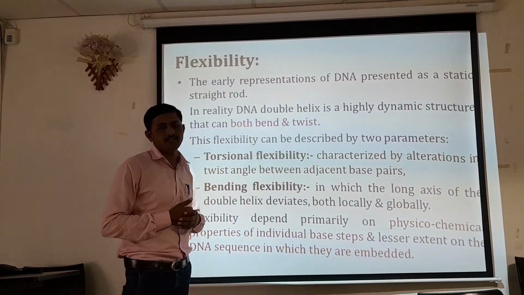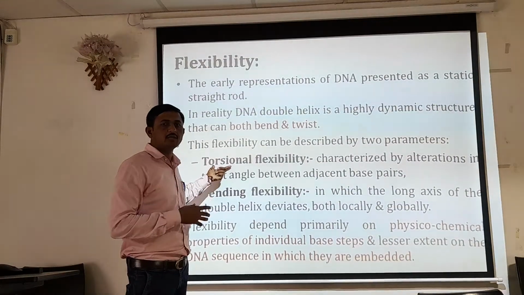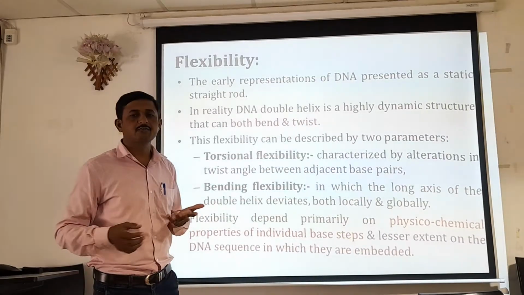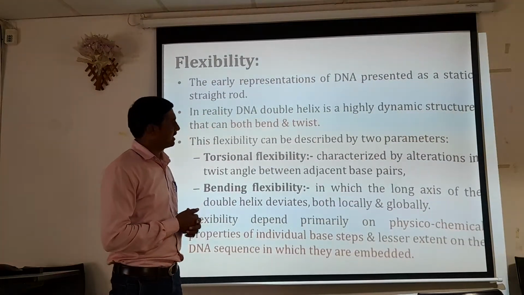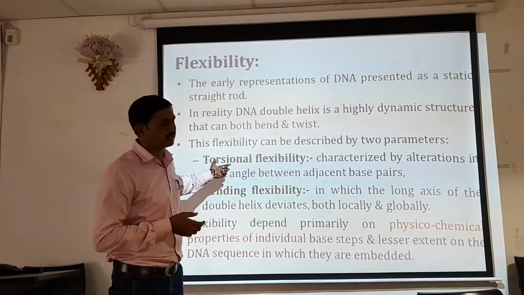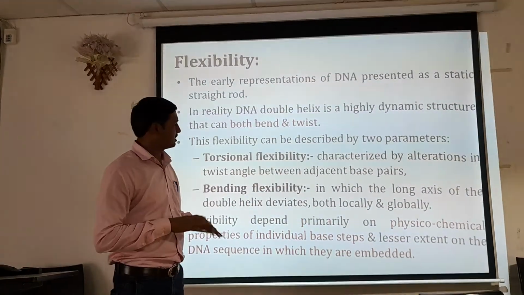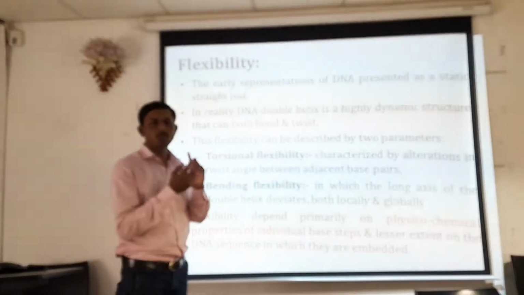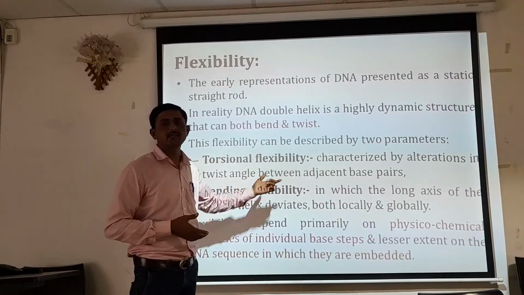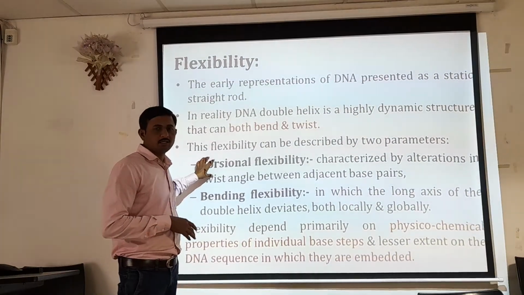One is torsional flexibility. Torsional means strain. If we add strain or apply pressure, how DNA can show flexibility is characterized by the alteration in the twist angle between adjacent base pairs. If we apply torsion on the double-stranded DNA, it shows a characteristic alteration in the twist angle between two nucleotides present in that nucleotide chain, adjusted in base pairs. So it is the torsional flexibility of a particular DNA, and it is present in the DNA.